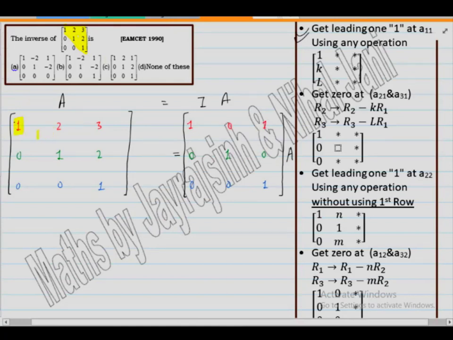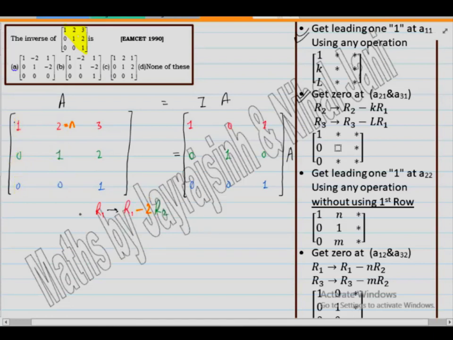By God's grace, we already have 1 at A11 as well as 0 at A21 and A31. So the first and second steps are completed. Now the third step is to get the leading one at A22. Oh my god, we already have the leading one at A22 as well as 0 at A32. Now we just need to get 0 at A12, and for that we already have the value of n equal to 2. So let's do the operation R1 gives R1 minus n, or we can say 2R2.